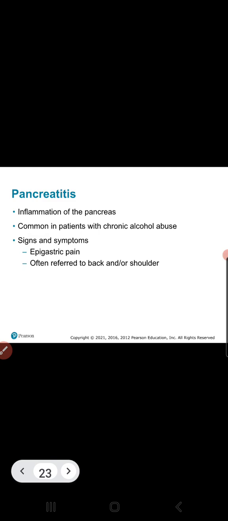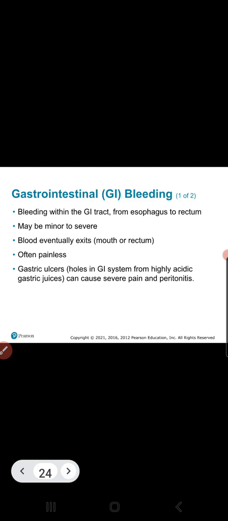But this is one of those things where on a scene size-up, if somebody's got alcohol bottles laying around everywhere and stuff like that, and they're referring or saying some of these pains, this is what's going on, passing that information along to the hospital can be helpful.